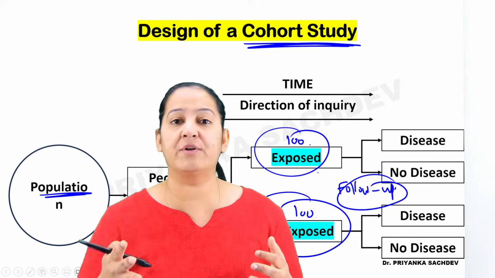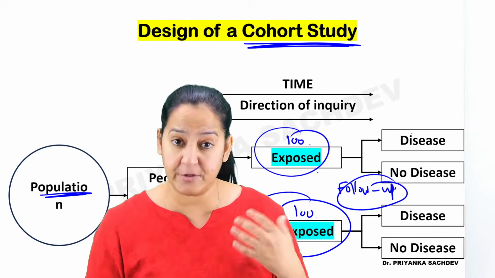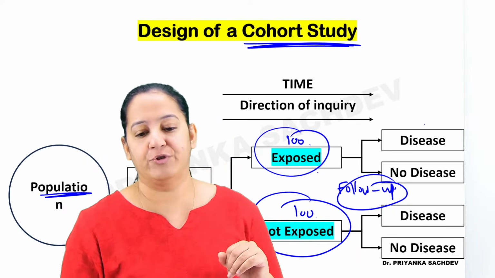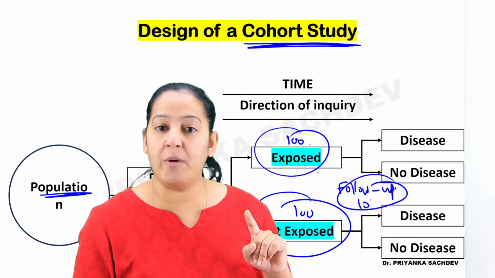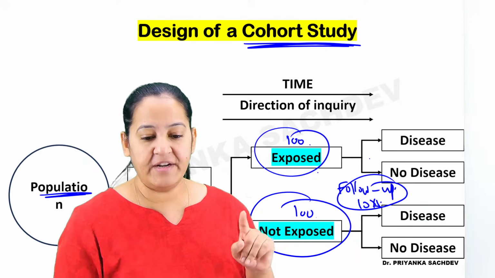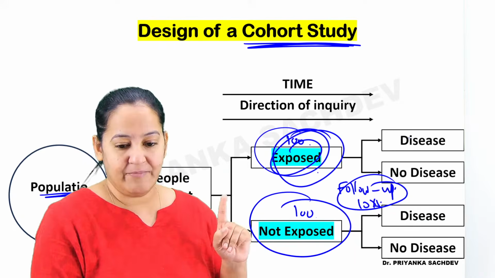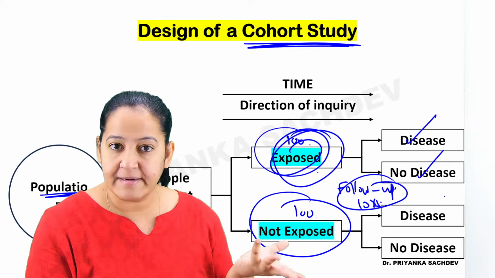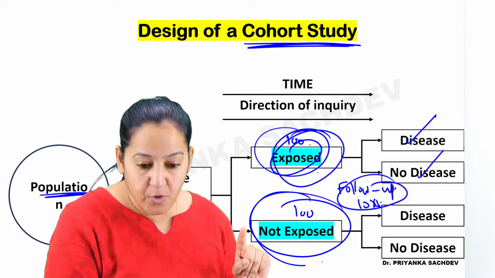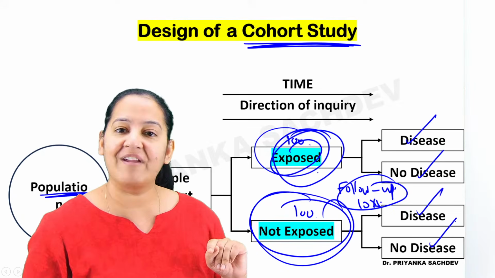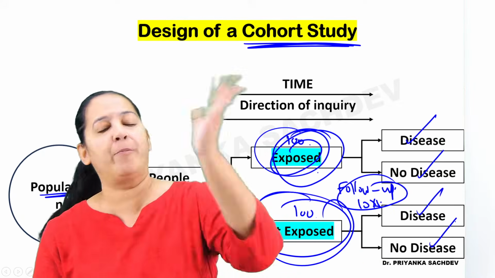If they don't receive the call, we will visit them at their place to see how many of them have lung cancer in future. So after 10 years, among the smokers, some will have lung cancer, some will not. And among the non-smokers also, some will have lung cancer, some will not. So again, I have divided the population into 4 groups.